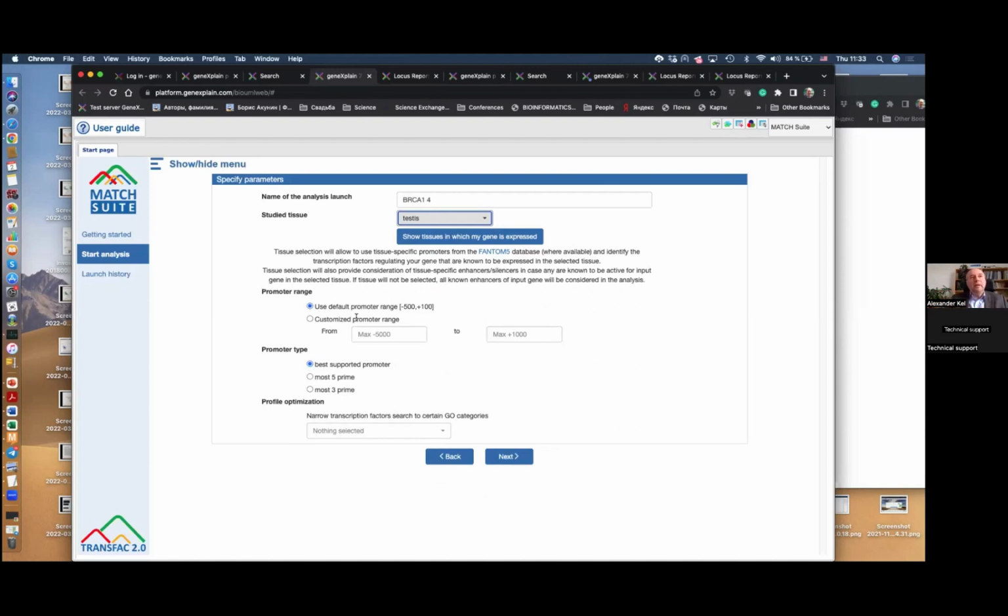Then here we can specify which region we want to analyze, which length of the promoter. By default we have -500 to +100, but we can change it up to -5,000 and +1,000 around the start of transcription. So it's all about the region around the TSS, the 5' region of a gene. We can take the best supported promoter, or maybe the most 5'.